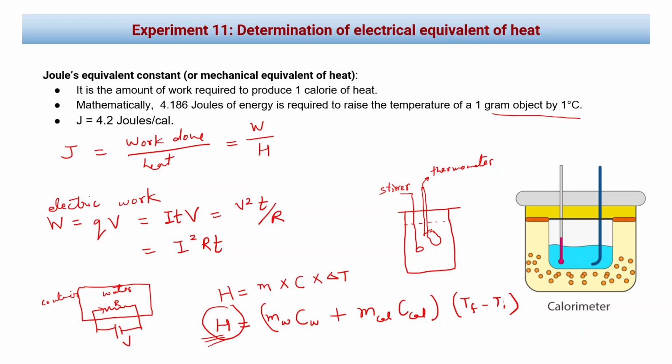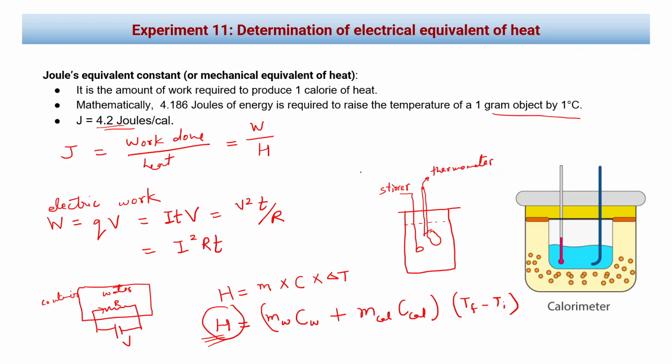Either we can supply the voltage and then measure the current, or we can supply a constant current and then measure the voltage. Any of these methods is fine, but ultimately from this we will be able to determine the electric work. Now H is known, W is known, thus from these two we'll be able to find J, which should come about 4.2 joules per calorie. So this was the experiment to determine the electrical equivalent of heat.